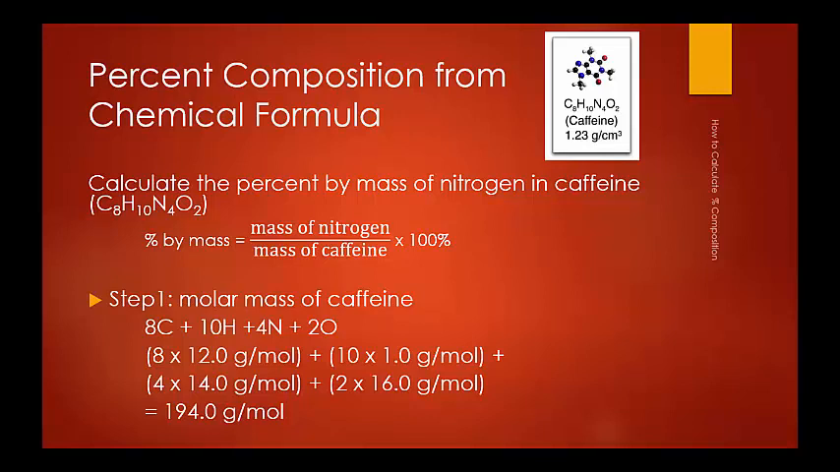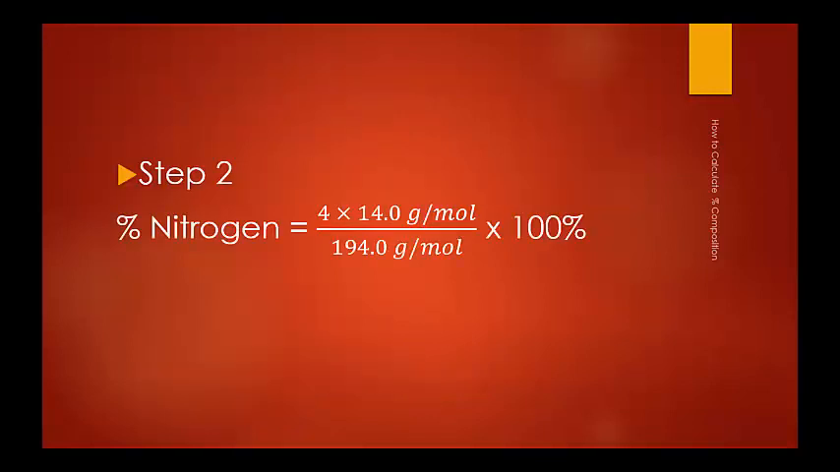All right, now that I have my mass of the caffeine, I can go back to my equation and plug in the values for mass of caffeine. And I also know that the mass of the nitrogen is 4 molar masses of nitrogen, right? Because I have 4 atoms of nitrogen in my caffeine molecule. So in the second step, I'm going to go ahead and plug in my values. So I have 4 nitrogen, so 4 times 14.0 grams per mole, and I just found that my total mass was 194 grams per mole. So I put that in, I multiply by 100, and what do you get?